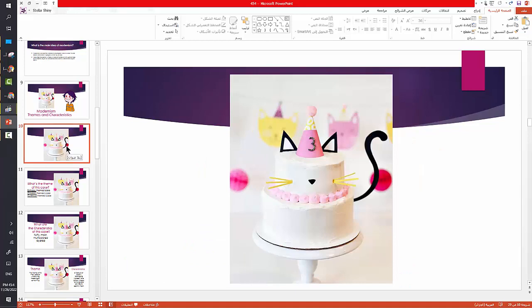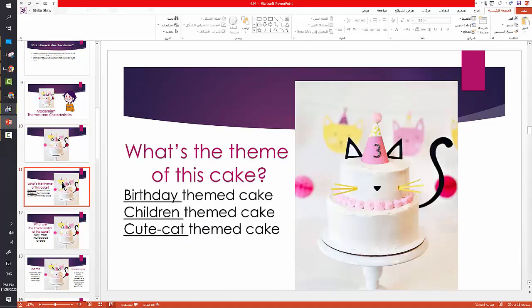What's the theme of this cake? I can say it's a birthday themed cake, it's a children themed cake, it's a cute cat themed cake. So I look to the main concept of this cake. I look for the general idea of this cake.